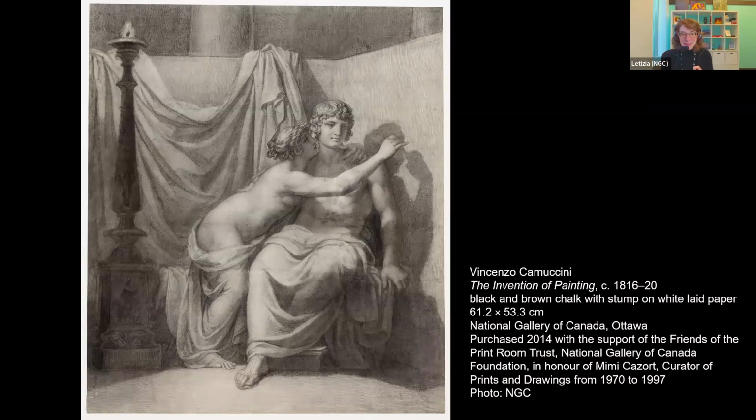So, this drawing in particular is taken from a story recounted by Pliny the Elder. It represents a young woman called Cora from the town of Sicyon, located near Corinth in ancient Greece.